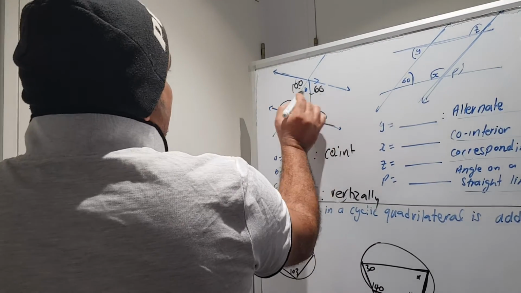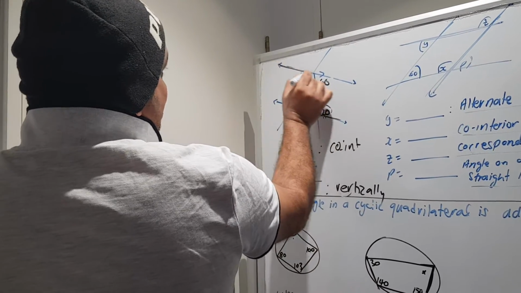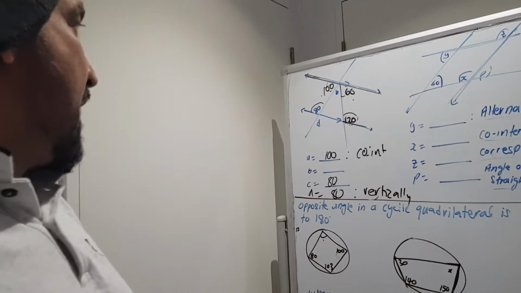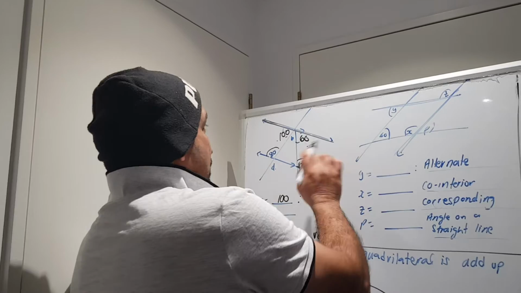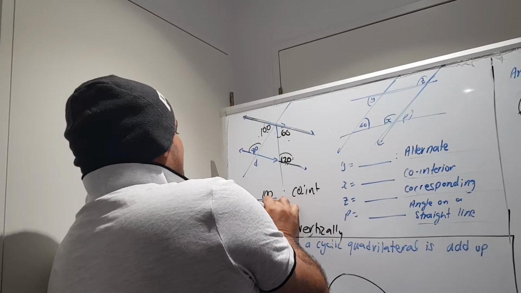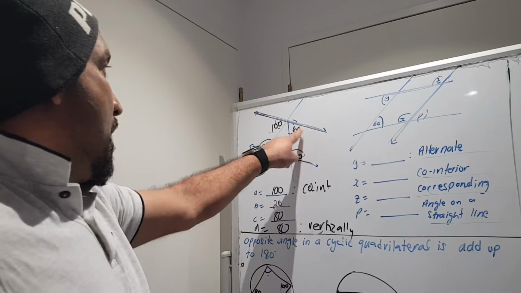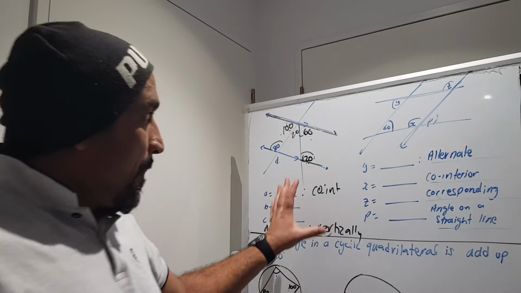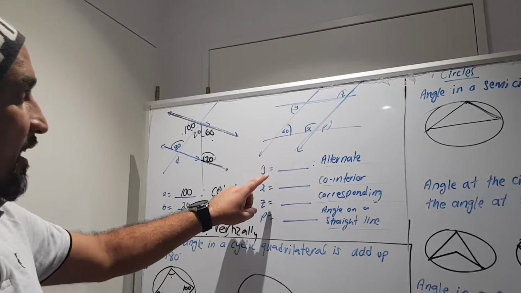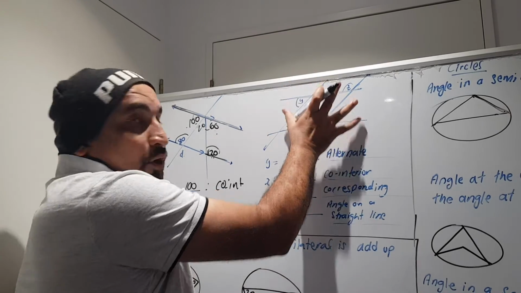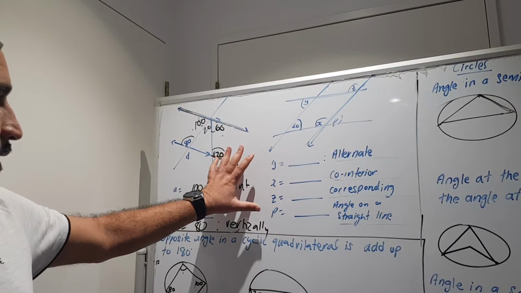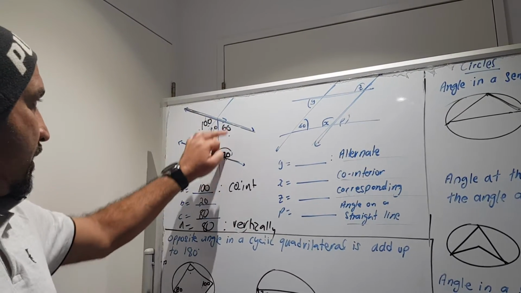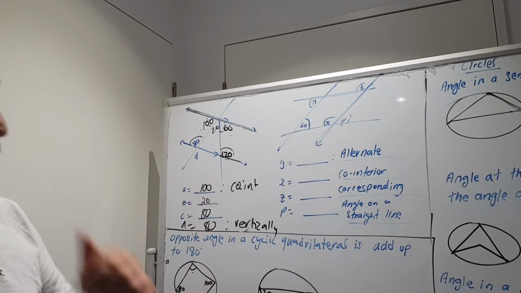Now, if I have to find B, this is angle on a straight line. If this is 100, that's 60, and we know angle on a straight line comes to 180. So this B will be 20. Why? Because 20 plus 60 plus 100 will give you 180. So moving on, let's do this one over here. I'll pause for you to think. So this is co-interior, this angle on a straight line, this is vertically opposite.